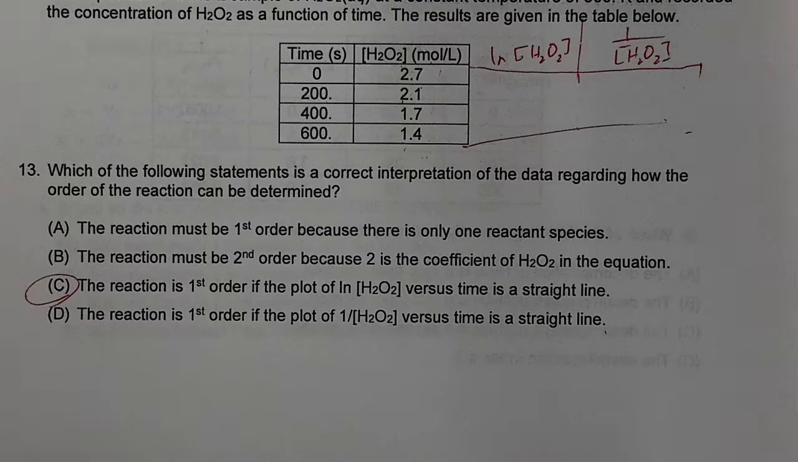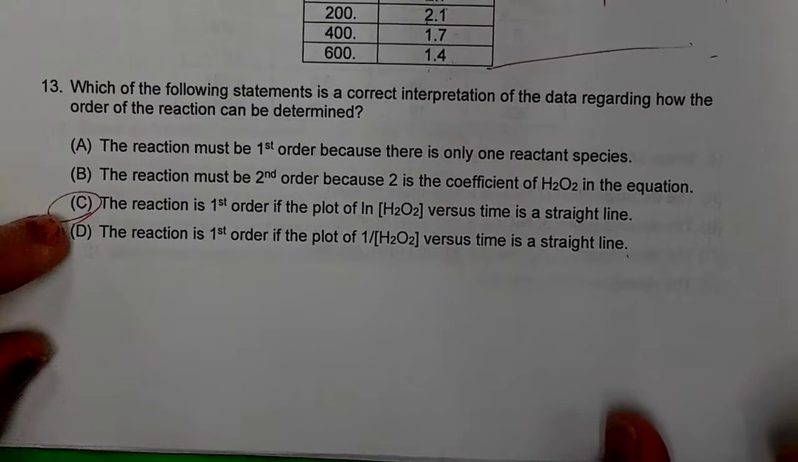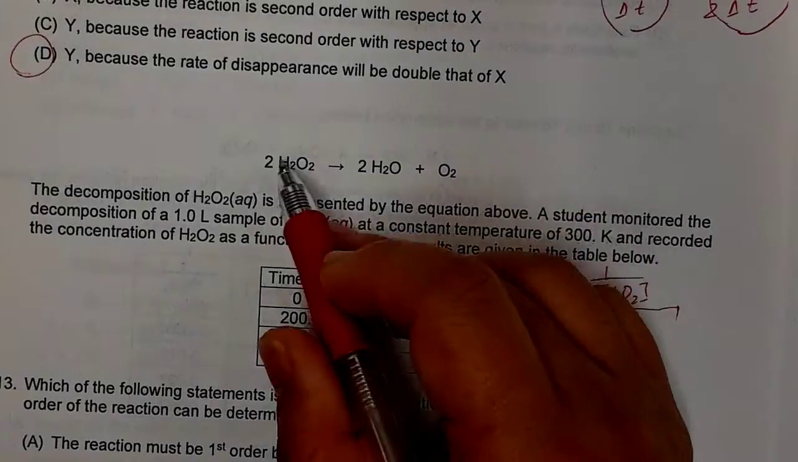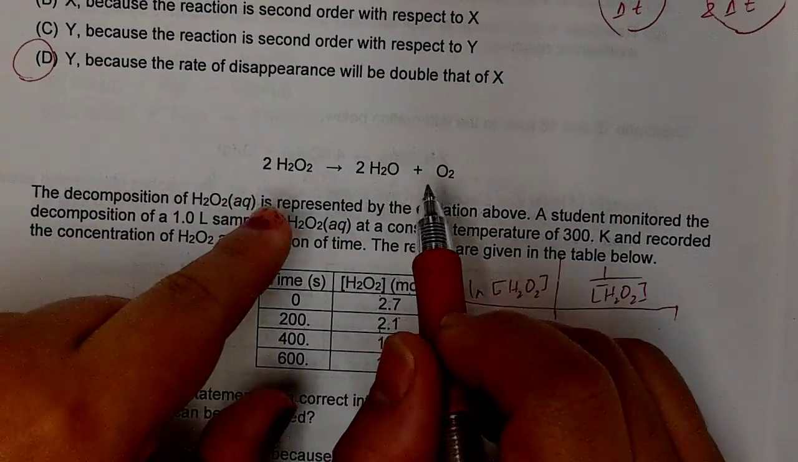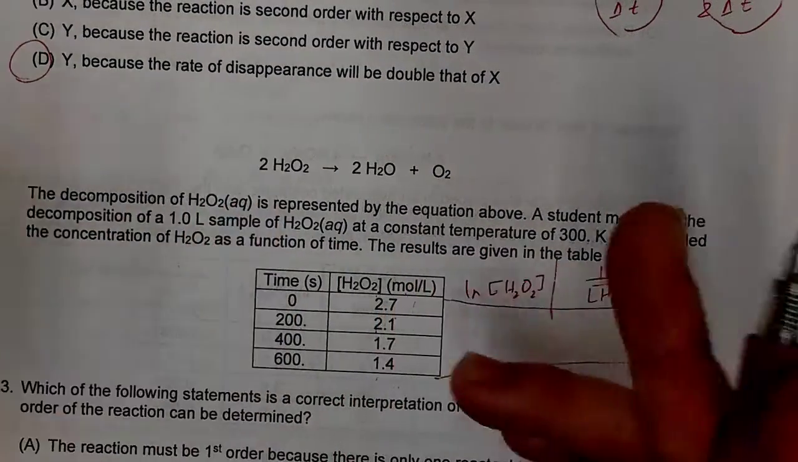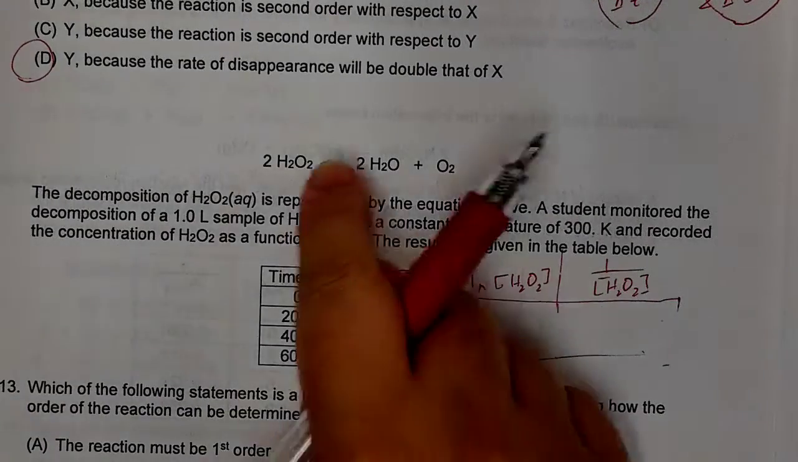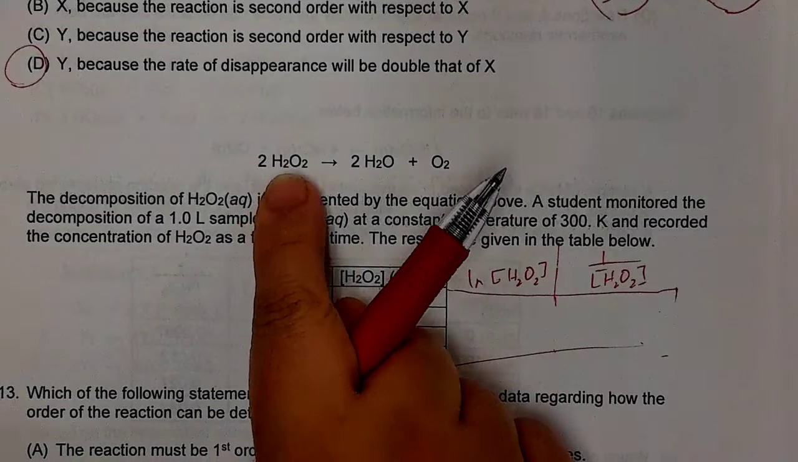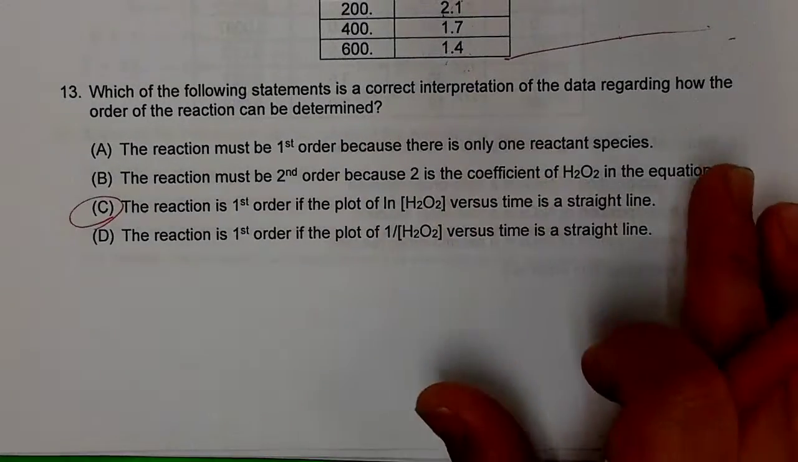Yeah, plus you can also use the process of elimination for this, because C is the only one that makes sense. Because remember, order cannot be determined from the overall balanced equation. Now, they can determine it from the equation if they say this is the elementary step. There's nothing that says elementary step, so you cannot say that this is second order. If it is an elementary step, you can use the coefficient as a power.